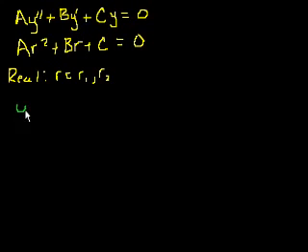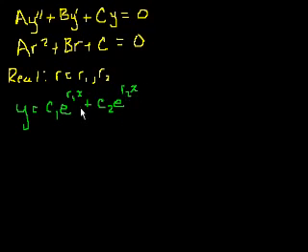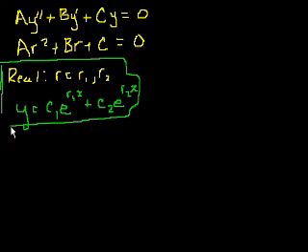The general solution is y is equal to some constant times e to the first root x plus some other constant times e to the second root times x. And we did that in the last several videos, and we even did some examples. Now my question to you is, what if the characteristic equation does not have real roots? What if they are complex?